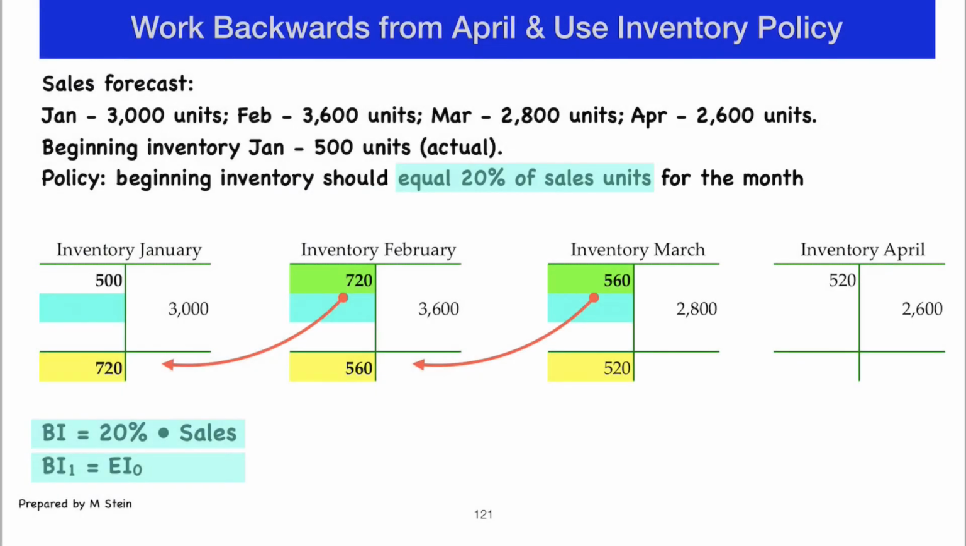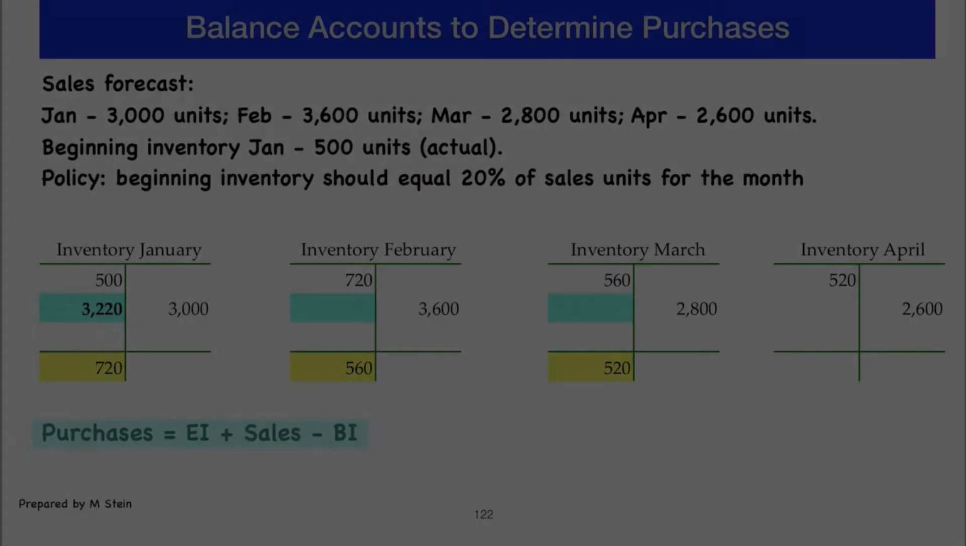March sales of 2,800 require beginning inventory of 560 units, which becomes the ending inventory in February. February sales of 3,600 require 720 units, which becomes the ending inventory in January.